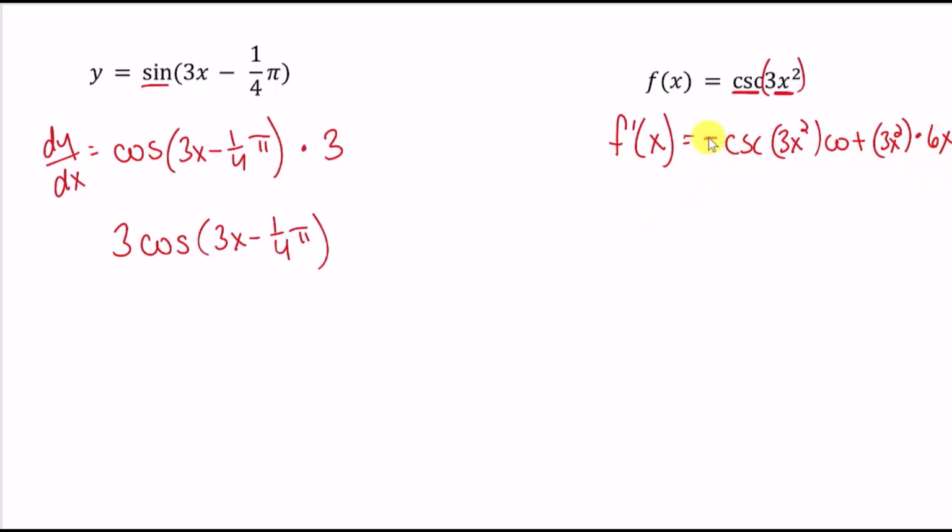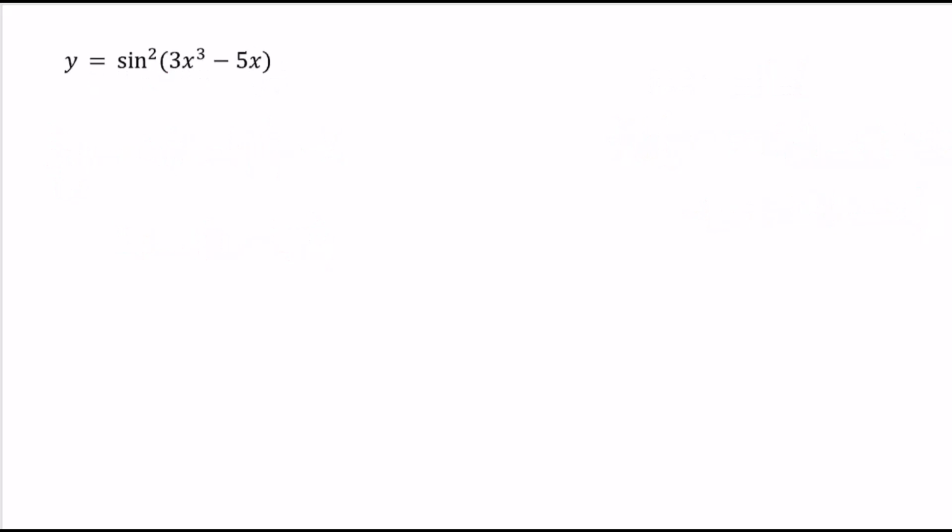And so I have this negative, I have the 6x, I want to write that in front. So that's going to be negative 6x, and then I'm going to have cosecant of 3x squared cotangent of 3x squared. Okay? So that's how we take the derivatives of fairly basic trig functions.